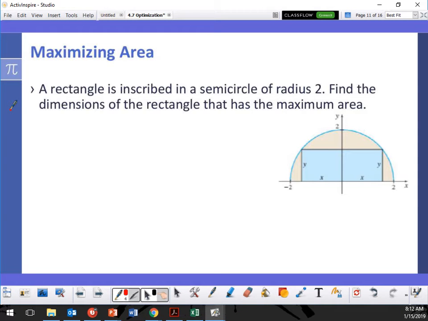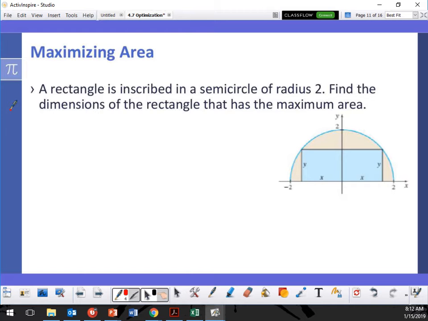Right, 4.7 optimization. This is going to be the last example I'm going to go over. You're always going to see stuff like this on the AP exam. There's always this problem on here. A rectangle is inscribed in a semicircle with a radius of 2. Find the dimensions of the rectangle that has the maximum area.